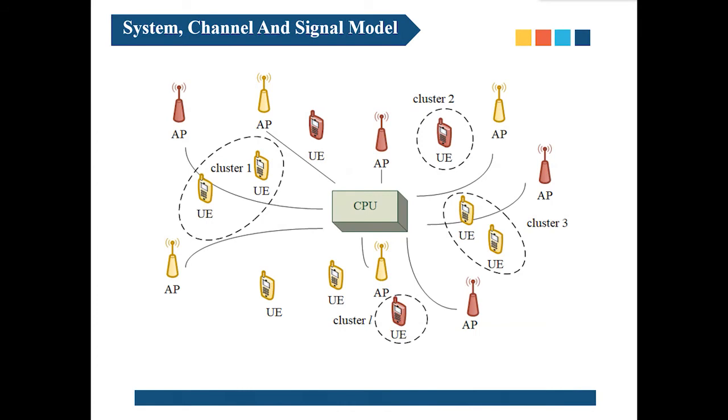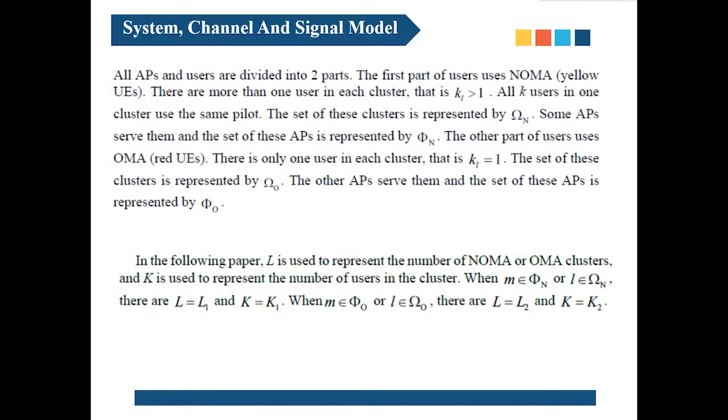The model of cell-free massive MIMO with NOMA and OMA is shown in this figure. All APs and user equipments are randomly distributed. Each AP has N antennas and each UE has 1 antenna. All APs and users are divided into 2 parts. The first part of users uses NOMA, the yellow UEs.